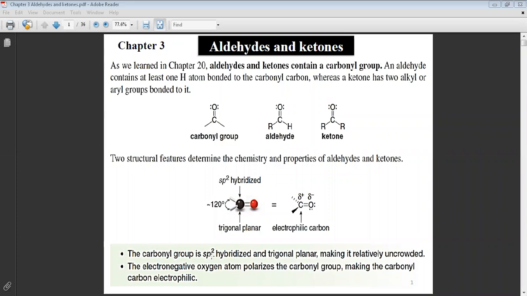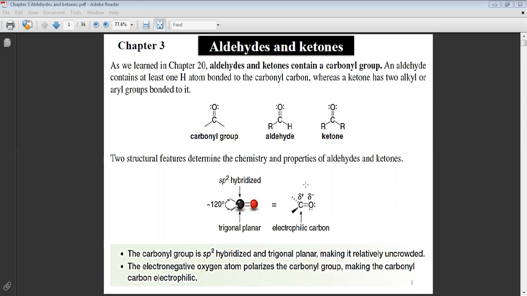It is sp2 hybridized. That means this carbon is sp2 hybridized, and we know sp2 means this atom is surrounded by three groups: 1, 2, 3. If any atom is surrounded by three groups, it will take the trigonal planar shape. That means we have a planar structure.